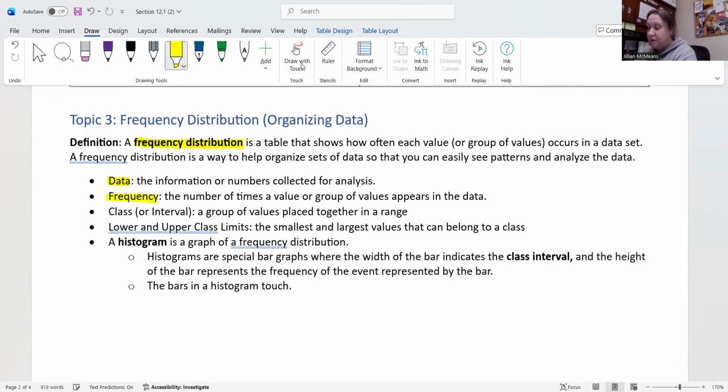Frequency. This is the number of times a value or group of values appears in the data. It's called a frequency distribution for a reason. We're talking about how frequently a specific item, or in some cases, a group of items, shows up.